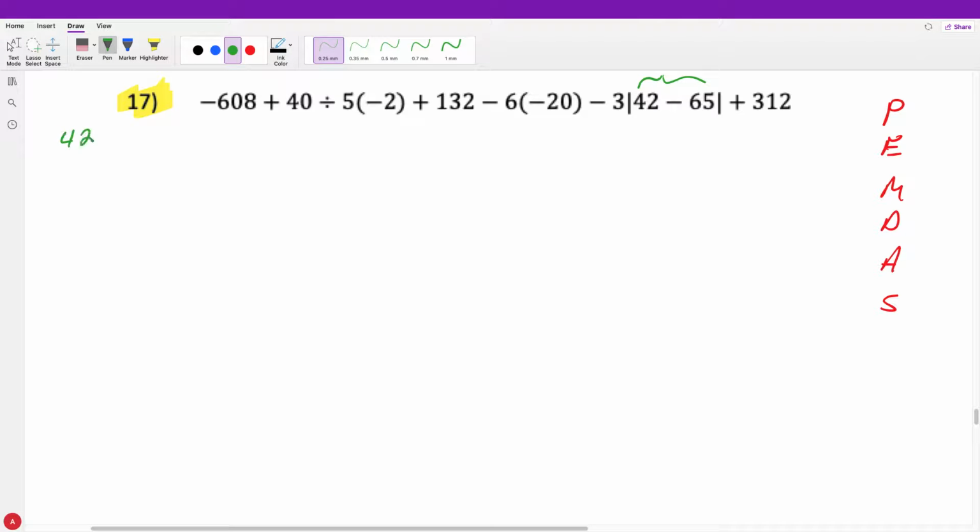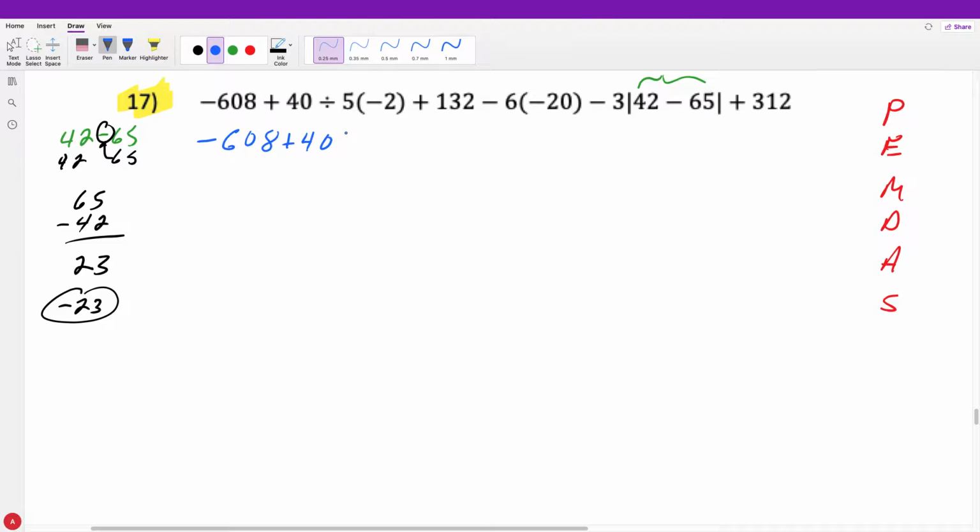So if I'm going to do 42 minus 65, I see that I'm going to look at them as both positive numbers, and I will do it as 65 minus 42, which is then going to give me 23. And since the 65 was negative to begin with, I know it's going to give me a negative 23 as my simplified true answer. Right? Some of you are just forgetting to use that negative each time. All right, so now I'm going to go ahead and rewrite this out step by step.